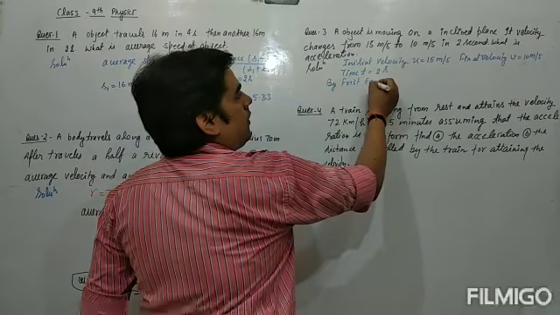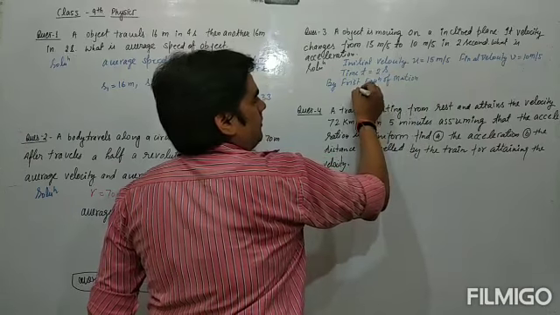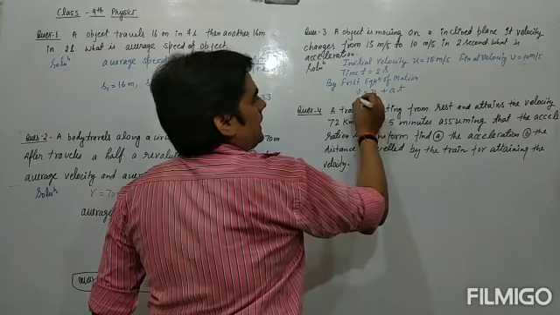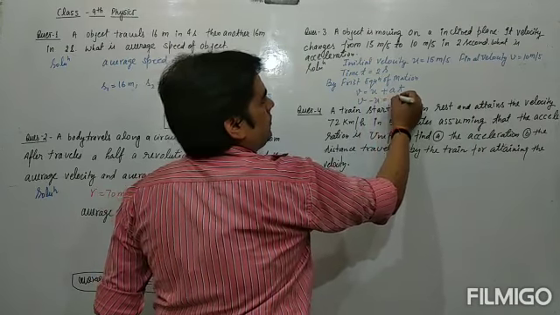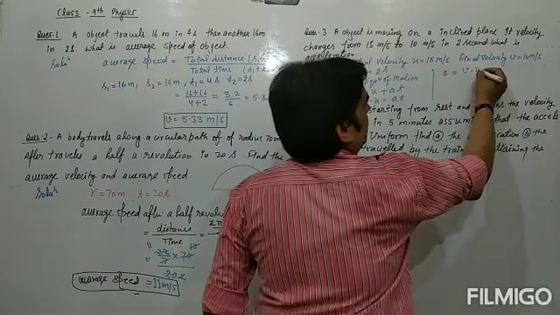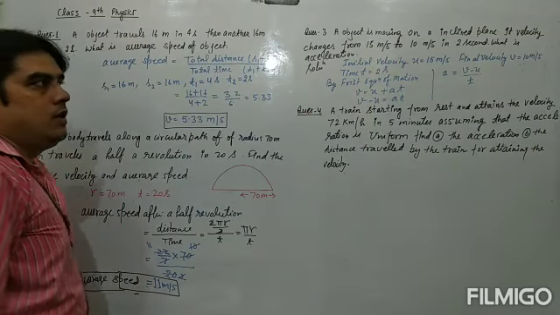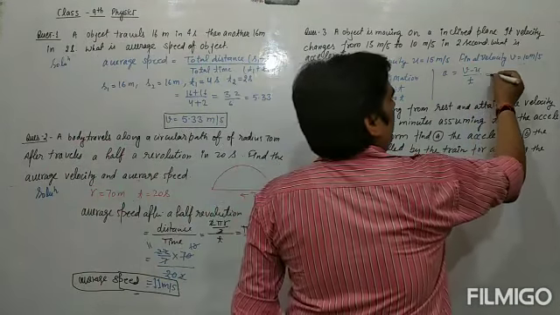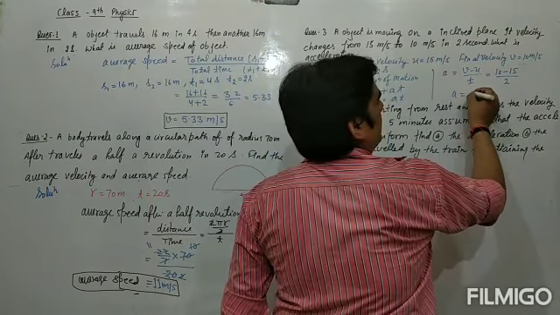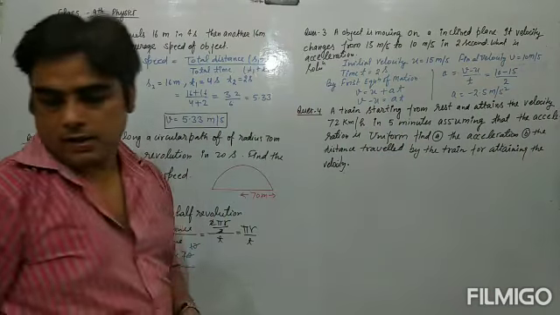by the first equation of motion. The first equation of motion: v is equal to u plus at. By transposing, v minus u is equal to at. By this, a is equal to v minus u by t. When you put the values, v is 10, u is 15, t is 2. A is equal to minus 2.5 meter per second square.